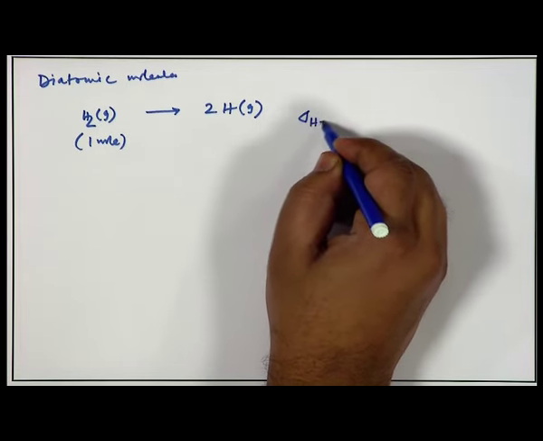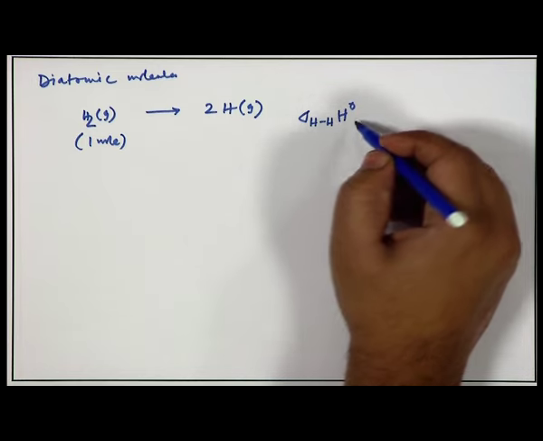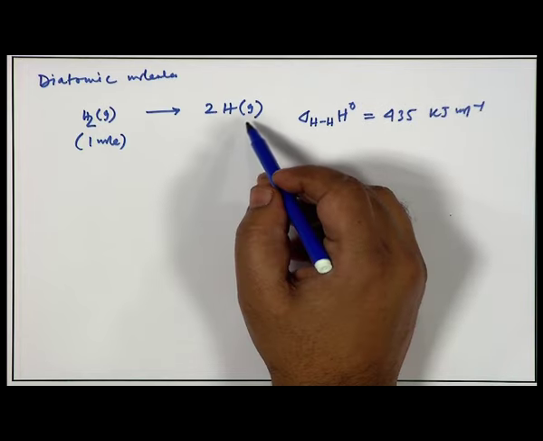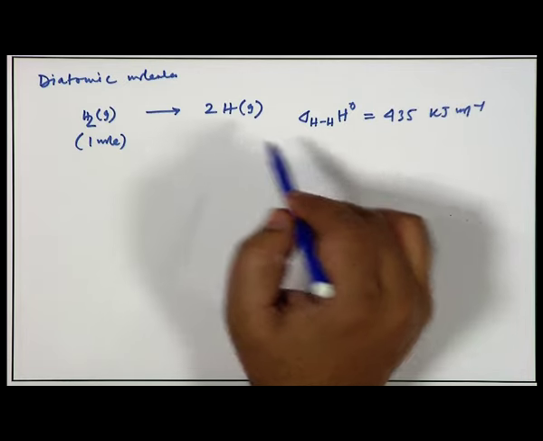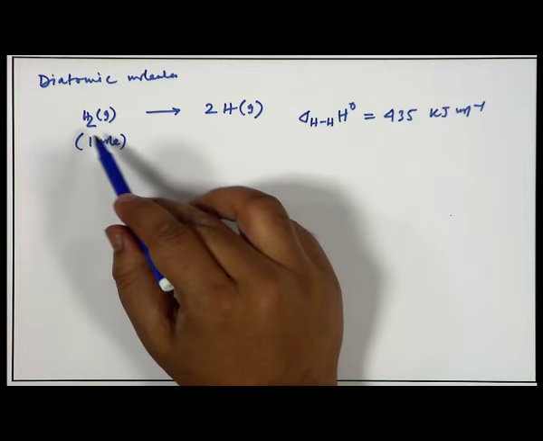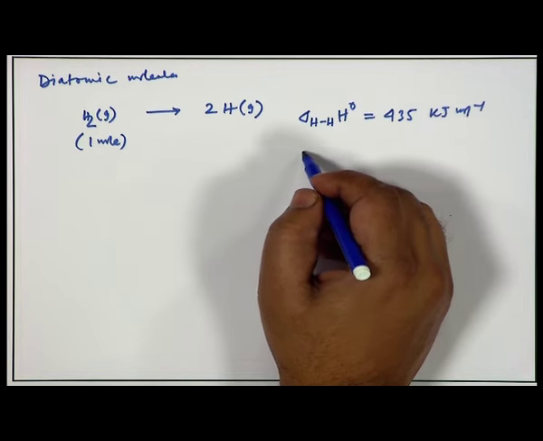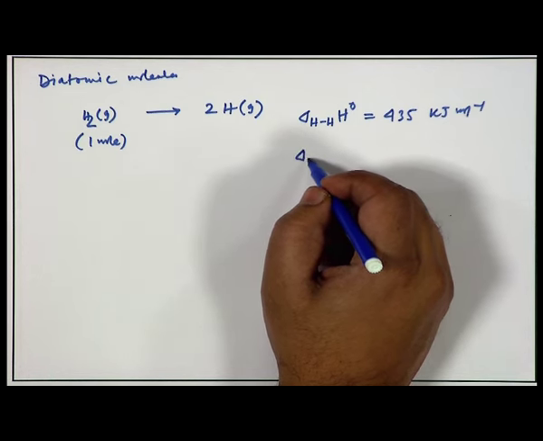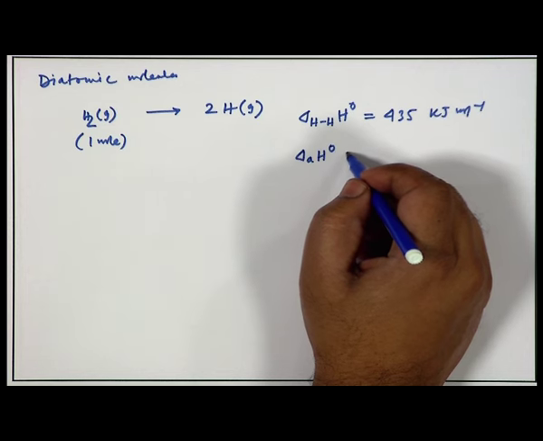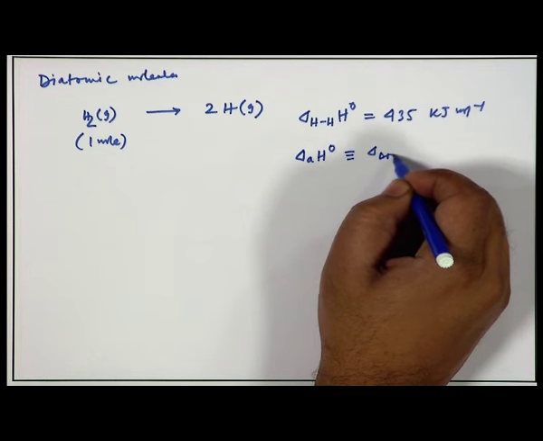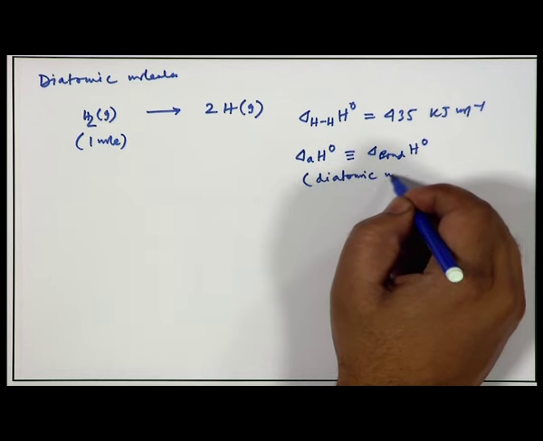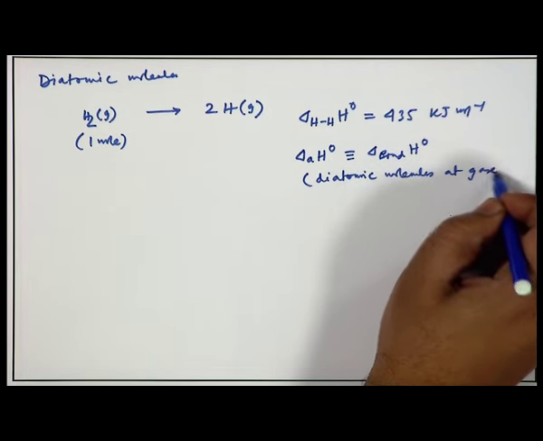So, we can write hydrogen bond dissociation enthalpy, which is given by the value is this. Now, this is the same value as the standard enthalpy of atomization, because this is exactly the atomization reaction for hydrogen gas. So, for diatomic molecules in gaseous phase, the standard enthalpy of atomization is equivalent to the bond dissociation energy for that particular substance. This is true for diatomic molecules which are in gaseous phase.